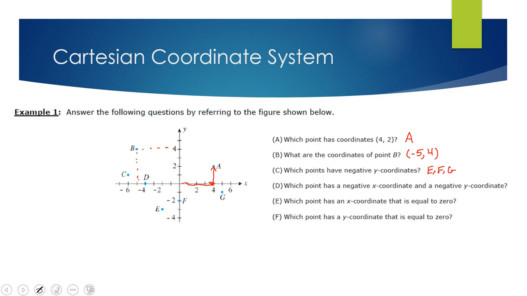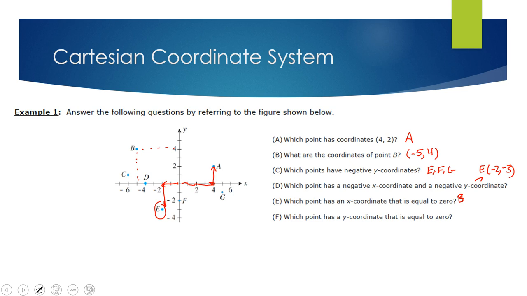Which point has a negative x-coordinate and a negative y-coordinate? So I'm looking for something that's in quadrant 3. And that's E. It looks like it's at (-2, -3).